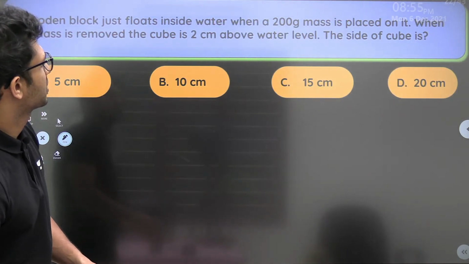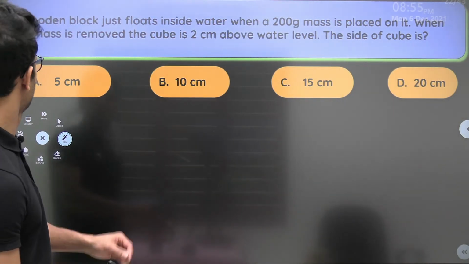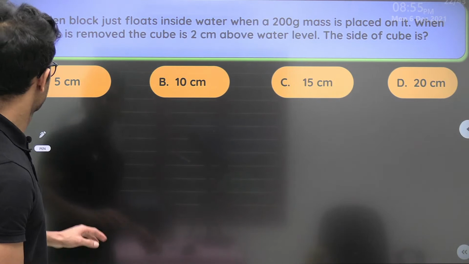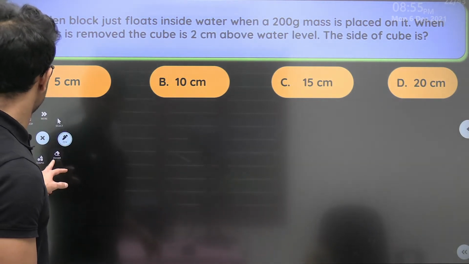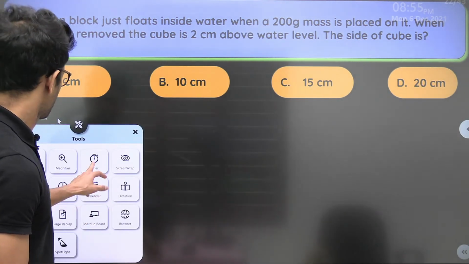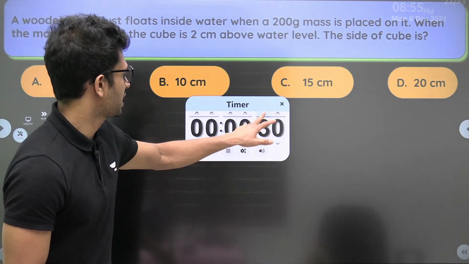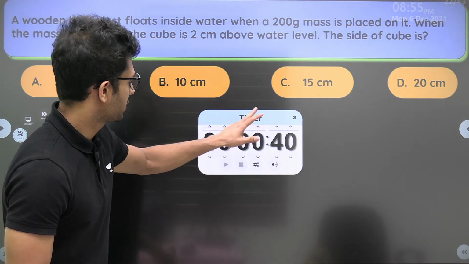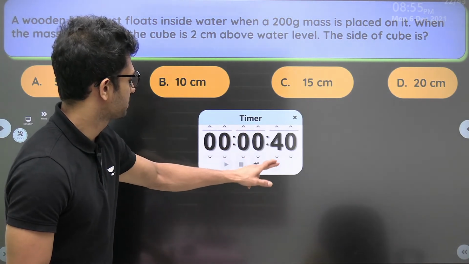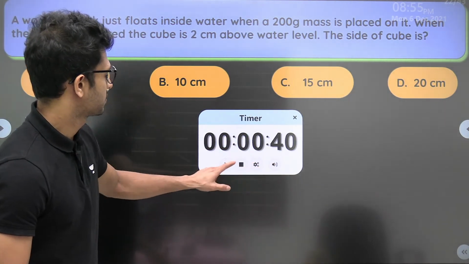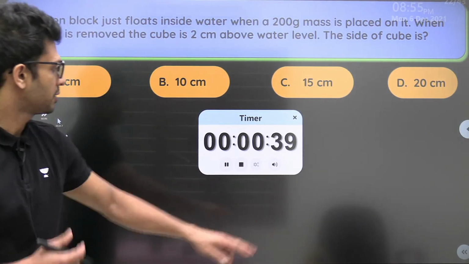Next question. Very good question it is. It is one of the good questions. So I'm going to give you 40 seconds of time again. Read the question properly and do it. 40 seconds started now.